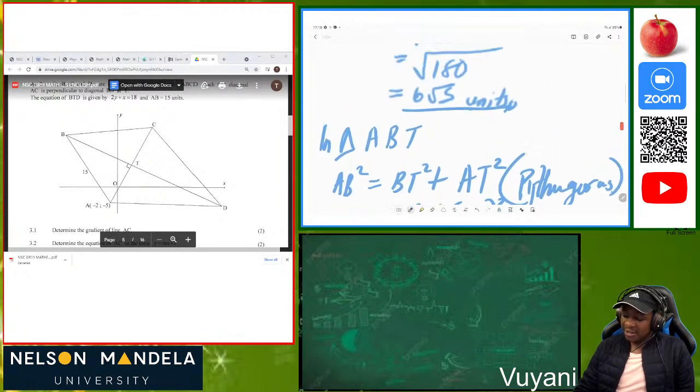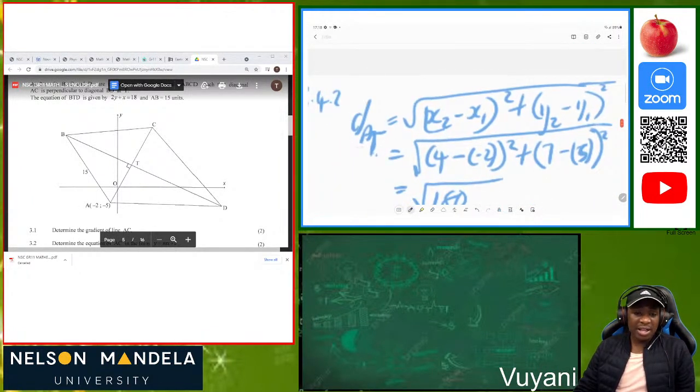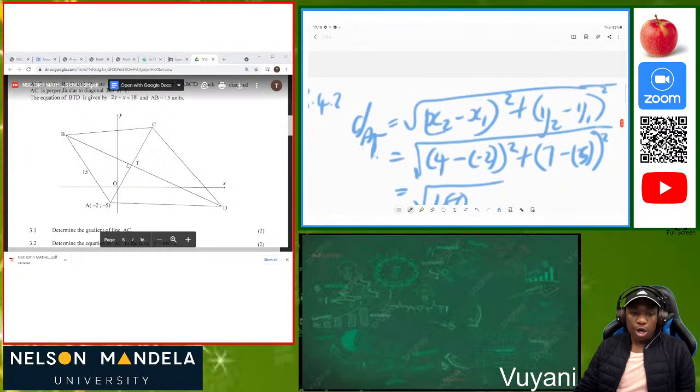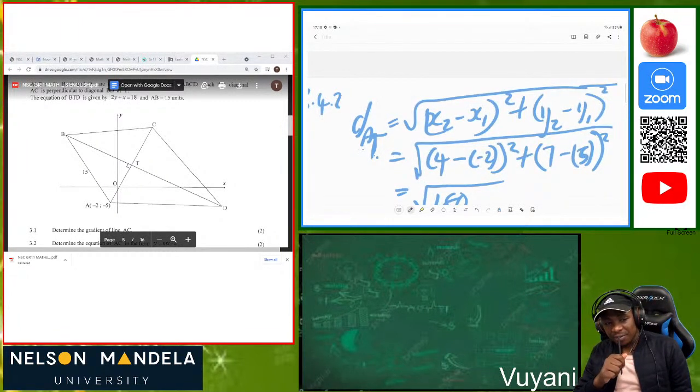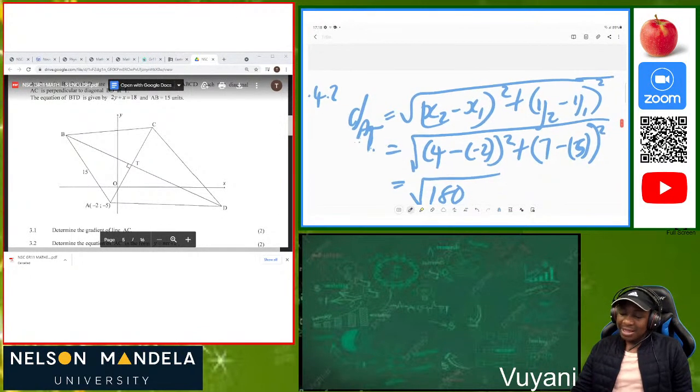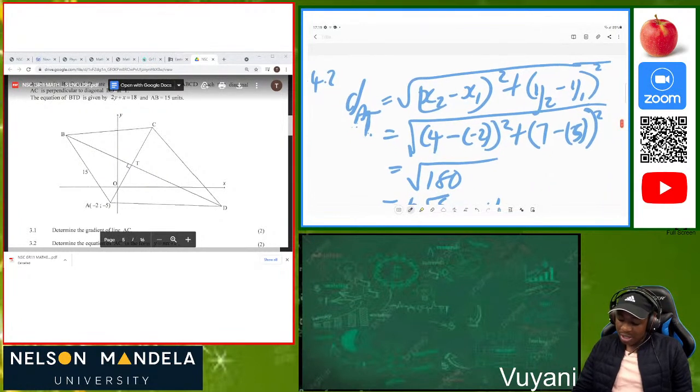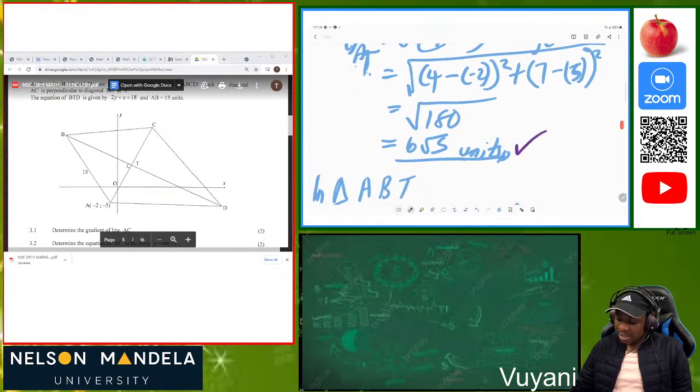Initially, since they say calculate the length of BT, we don't know the coordinates of B, so we can't use the distance formula for BT. So what do we know? We know the coordinates of T, and we also know the coordinates of A, but we don't know the length of AT. So we started by determining the length of AT using the distance formula. Then we arrived here at 6.6 root 5 units.